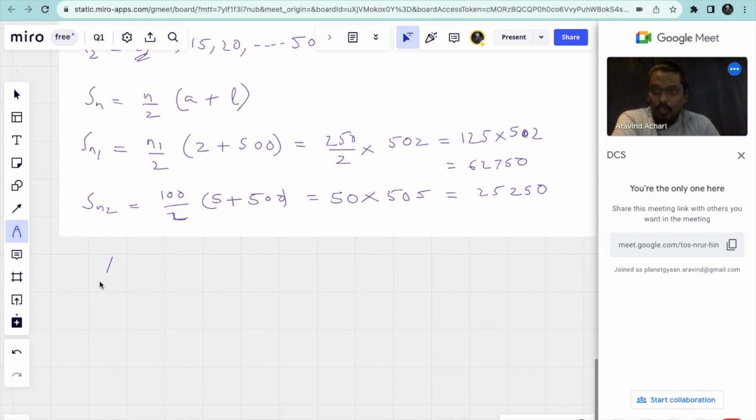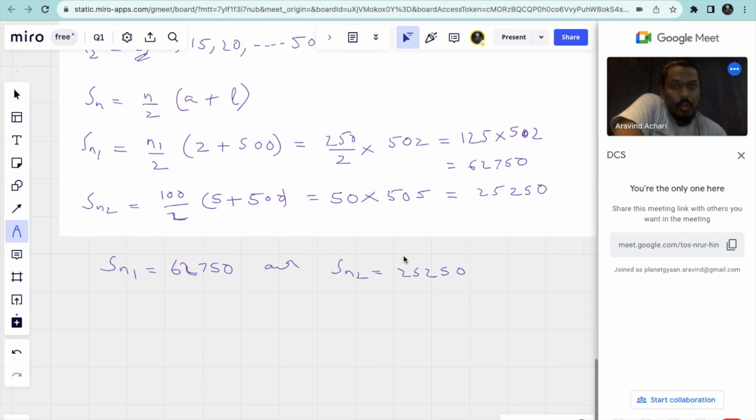Okay, so I have my Sn1. So Sn1 is equal to 62750, okay, and Sn2 will be 25250, correct.